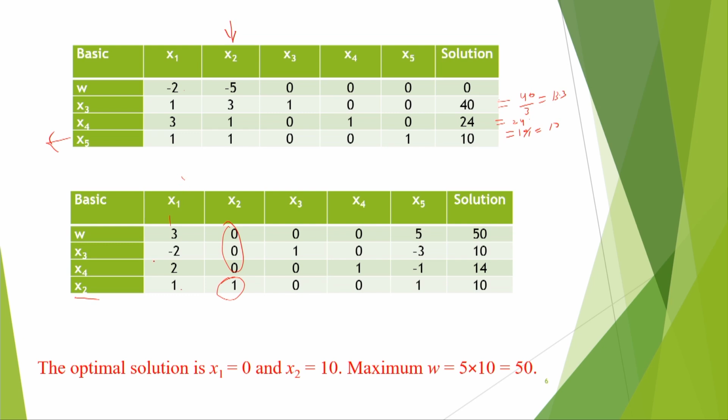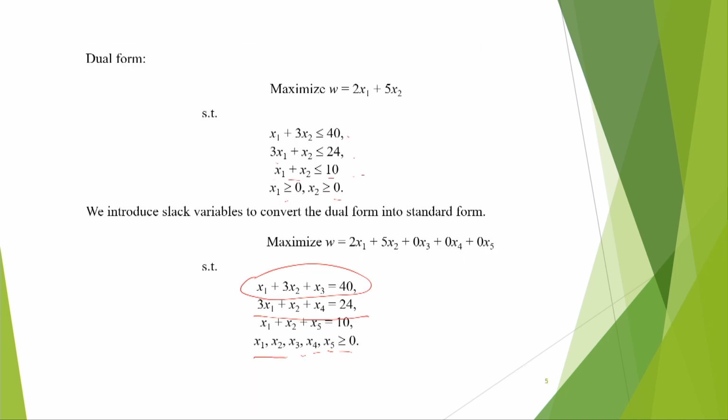Now everything is positive, so you cannot make any variable an entering variable; that means optimality has been reached. So we got the optimal solution: x1 is equal to 0 because it is not there, x2 is equal to 10. Of course x3 and x4 have some values, but they are not part of the objective function, since we added the slack variables from our side. The maximum value is 50, so maximize W is equal to 5 into 10.